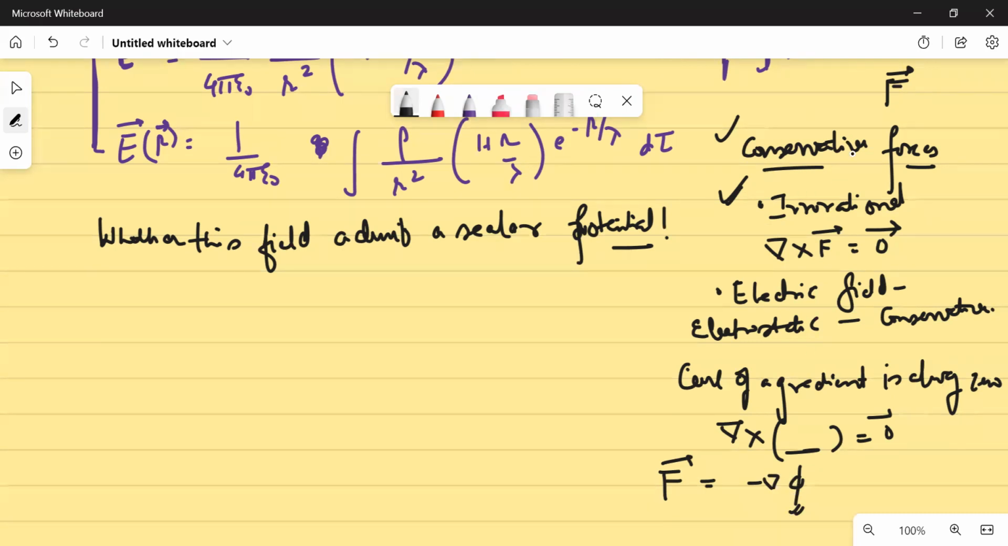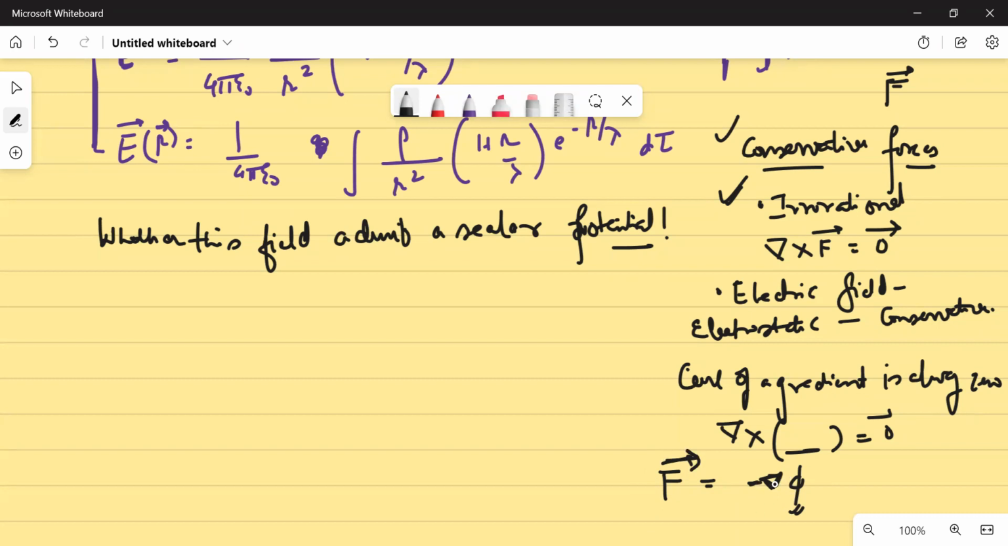So whenever you are dealing with conservative fields, the first thing that comes to mind is that the curl of that particular field should be zero. Secondly, that particular field can be written as minus gradient of some phi. You may be thinking why minus, because this is in consistency with the direction. So don't get confused.